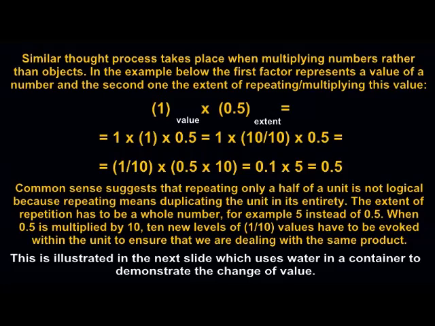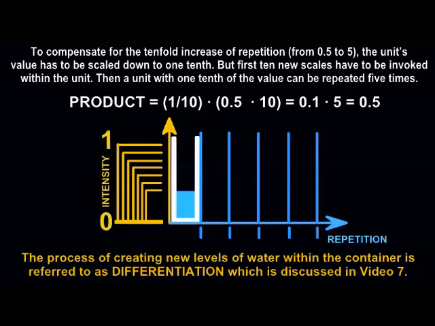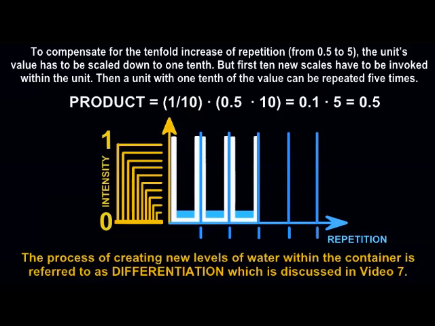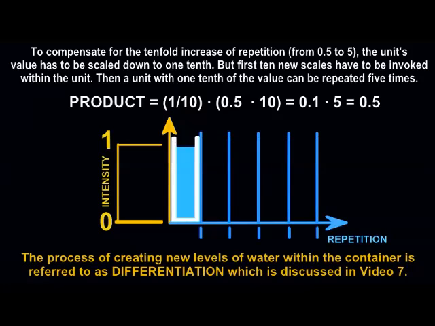When 0.5 is multiplied by 10, 10 new levels of 1/10 values have to be evoked within the unit to ensure that we are dealing with the same product. This is illustrated in the next slide, which uses water in a container to demonstrate the change of value. To compensate for the tenfold increase of repetition from 0.5 to 5, the unit's value has to be scaled down to 1/10. But first, 10 new scales have to be invoked within the unit. Then a unit with 1/10 of the value can be repeated 5 times.